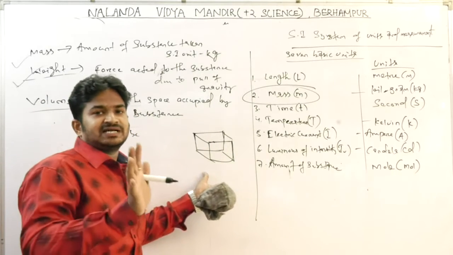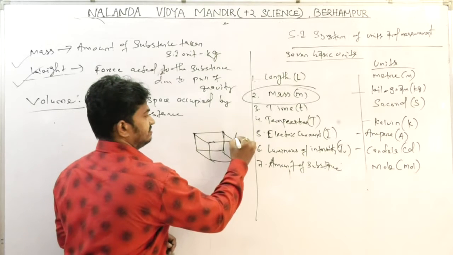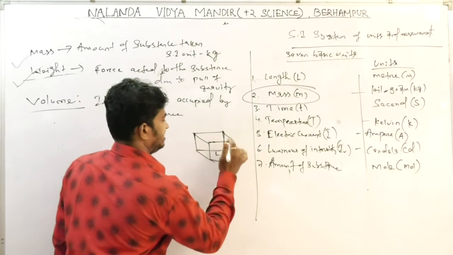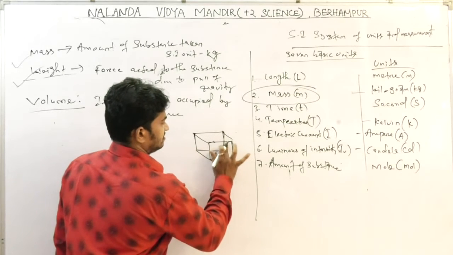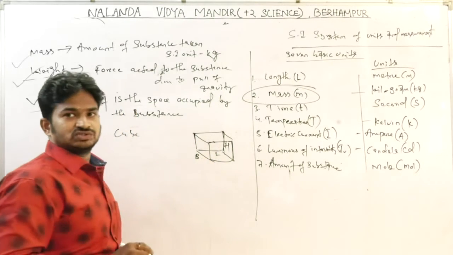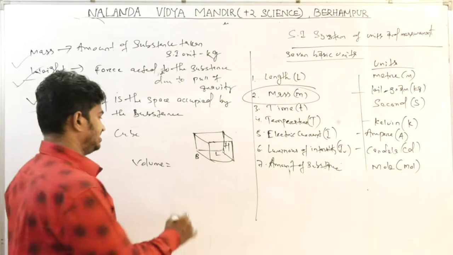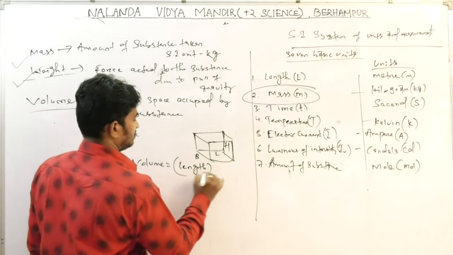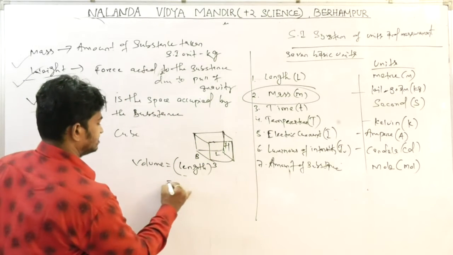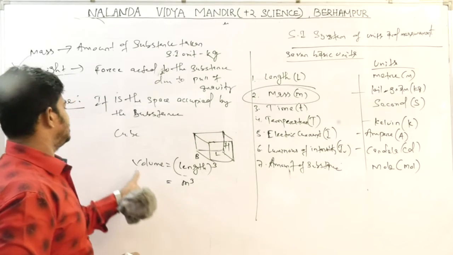Okay. So here three parameters are there. That is the height H, the length L, and the breadth. So what will the volume be? Length into breadth into height, that is L cube, or we can say length cube. If the SI unit of length is meter, then what will be the unit of volume? That is meter cube. Meter cube is the unit of volume.